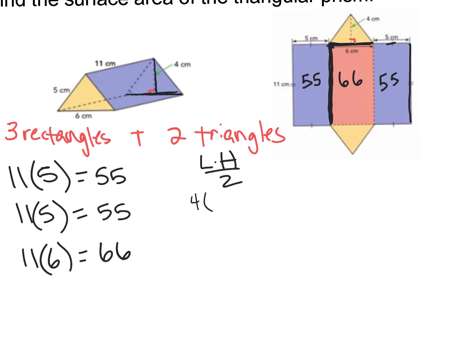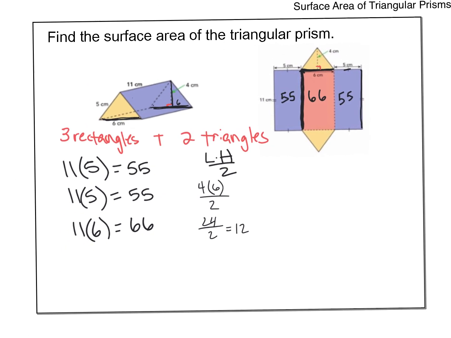So this one right here is the same as this one right here, so that means it's 6, right? That one right there is 6. All right, so the length and the height of my triangle are 4 times 6, and then we have to divide it by 2 because it's a triangle. All right, so 4 times 6 is going to give us 24. 24 divided by 2 is going to give us 12. All right, so that means that this triangle is 12.